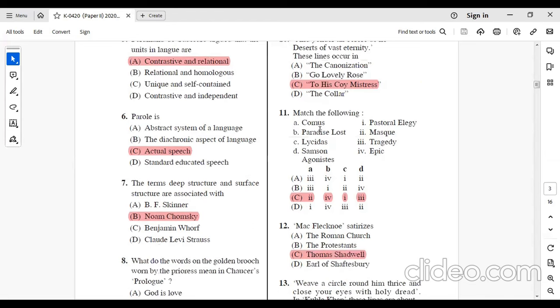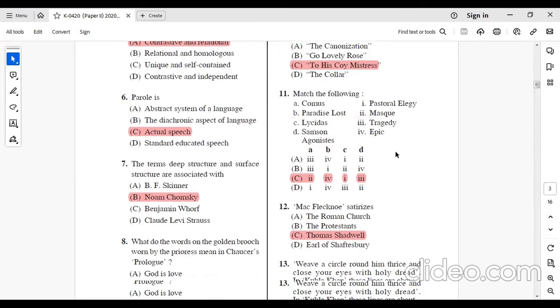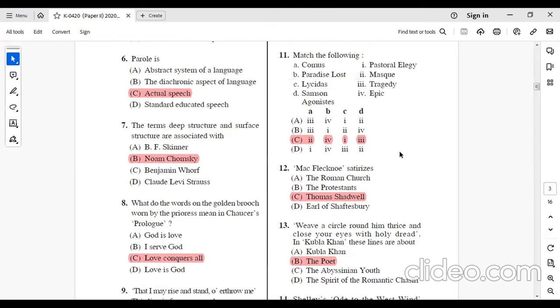Now, next, again, we need to match here. Comus is a masque. Comus relates to masque. Paradise Lost relates to epic. Lycidas, pastoral elegy. Samson Agonistes, that is a tragedy. So, Comus, masque, and Paradise Lost, epic. Lycidas, pastoral elegy. Samson Agonistes, that is a tragedy. Now, Mac Flecknoe satirizes Thomas Shadwell, and who has written Mac Flecknoe? That is John Dryden.